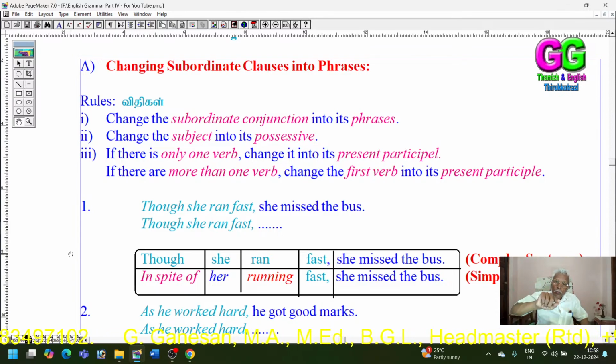If there are more than one verb, the first word should be converted into its present participle. These are the three rules we should follow when converting a subordinate clause into a phrase. First one, the subordinate conjunction should be changed into its phrase. The subject of the subordinate clause should be converted into its possessive and the verb should be converted into its present participle. Okay. Now let us see.